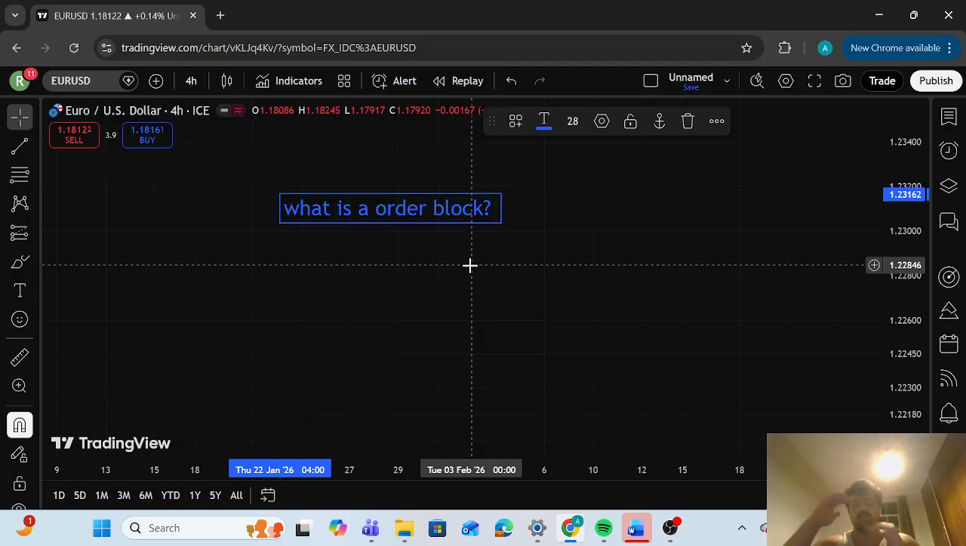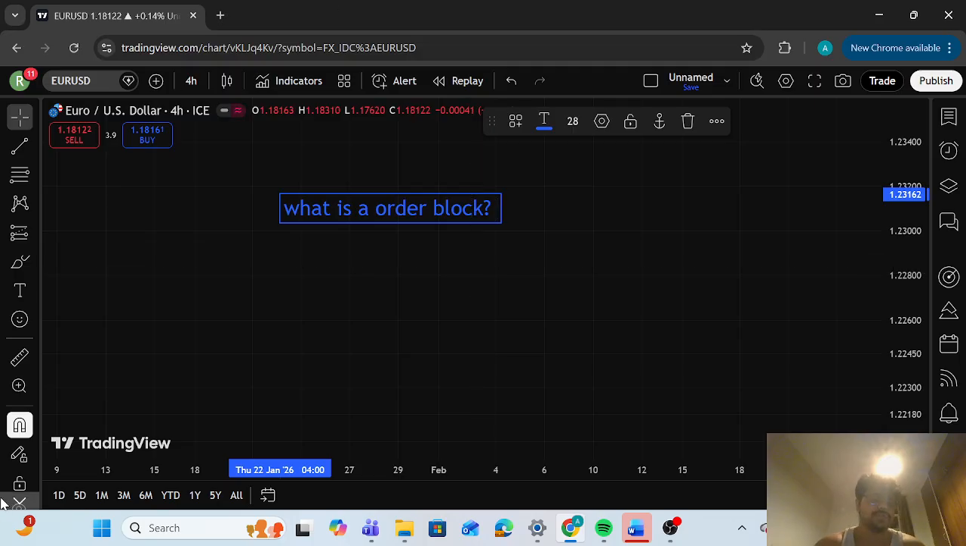And based off of these order blocks, why are they useful to us? It's because we know when price is going to come and touch into the order block, and price is going to shoot up or price is going to shoot down. So it's something like this.